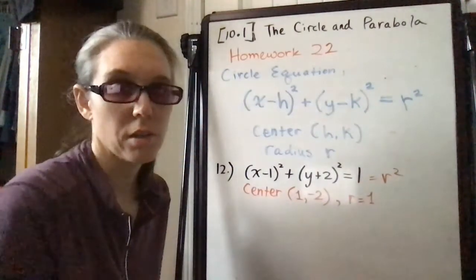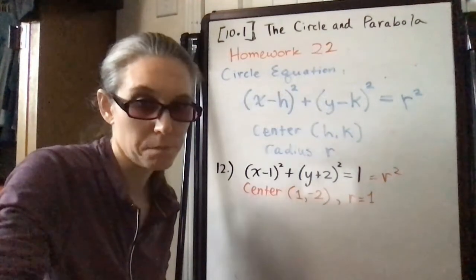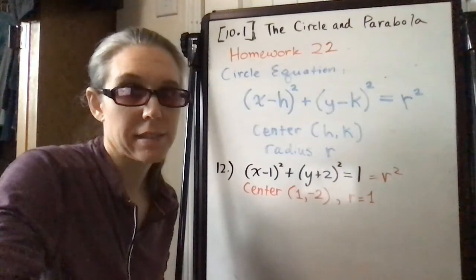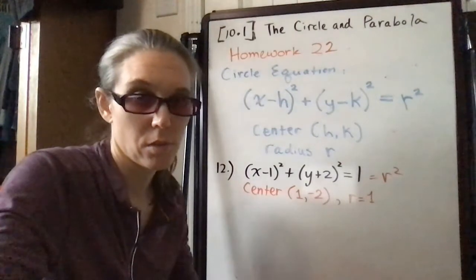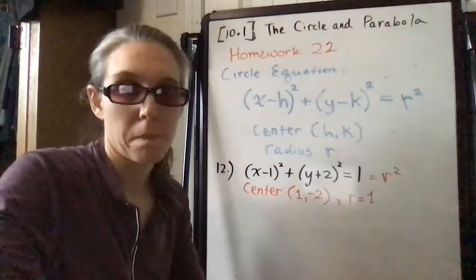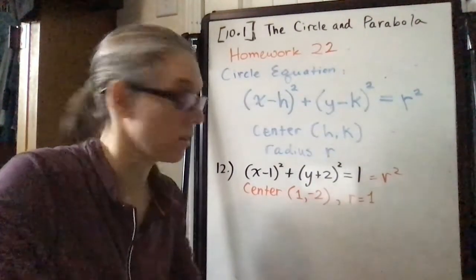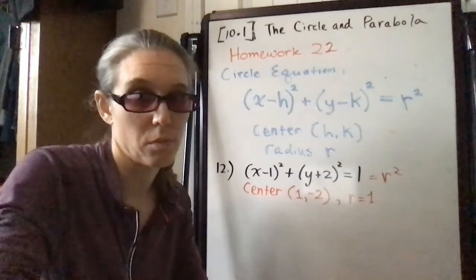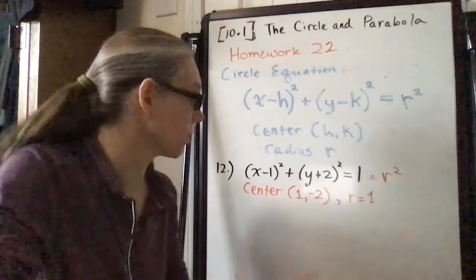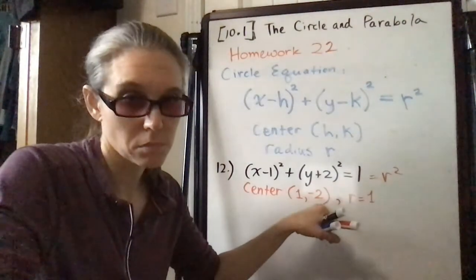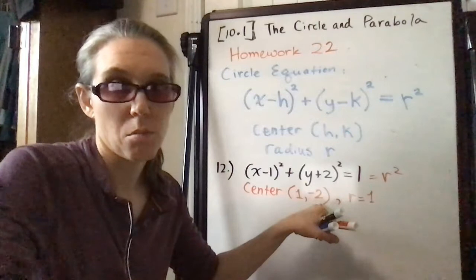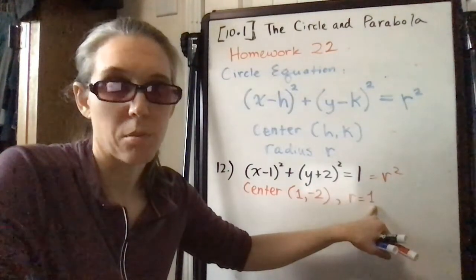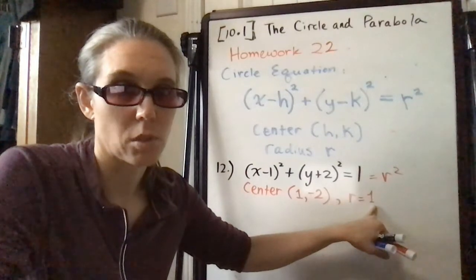So what we need to do is graph a circle that has a center at (1, negative 2) and a radius of 1. Well, do not graph the point (1, negative 2), because that's the center of the circle. That's not on the circle. What you need to do is go over to (1, negative 2), and then move 1 away from that number, and you'll end up at the point you need to be at. Okay?